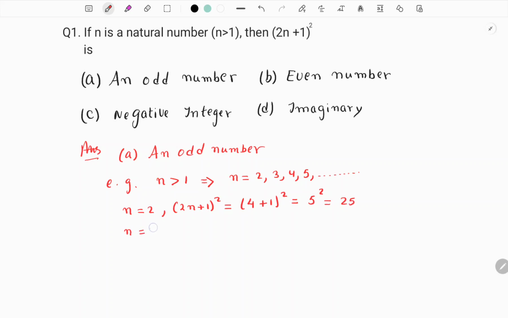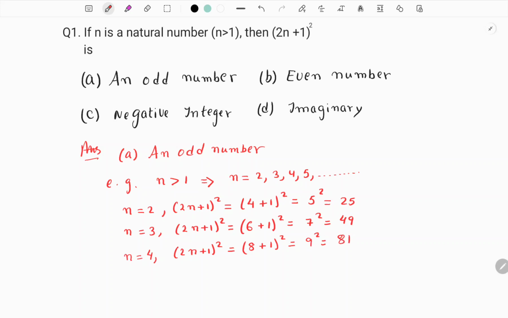When n is equal to 3, so (2n plus 1) whole square. So 2 into 3 will get 6, then here plus 1 whole square. So this one we can write 7 square, which is equal to 49. So when n is equal to 4, then (2n plus 1) whole square. So 2 into 4 will get 8, then plus 1 whole square. So 8 plus 1 will get 9, 9 square will get 81.